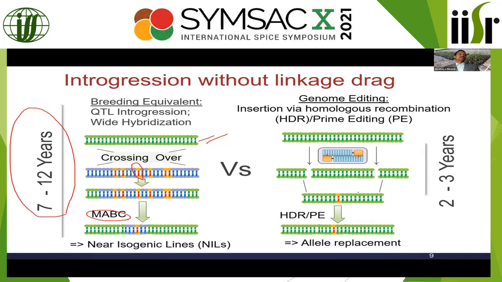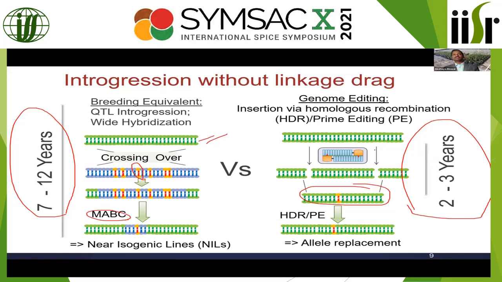Instead, this can be done within just 2 to 3 years by using homology directed recombination or by prime editing. Those are different terms for CRISPR-mediated gene editing. I think we don't have scope to discuss all those, but basically these are simple methods that gene editing can use to deliver a gene fragment into the plant. And there is no linkage drag, so this can be achieved much faster.